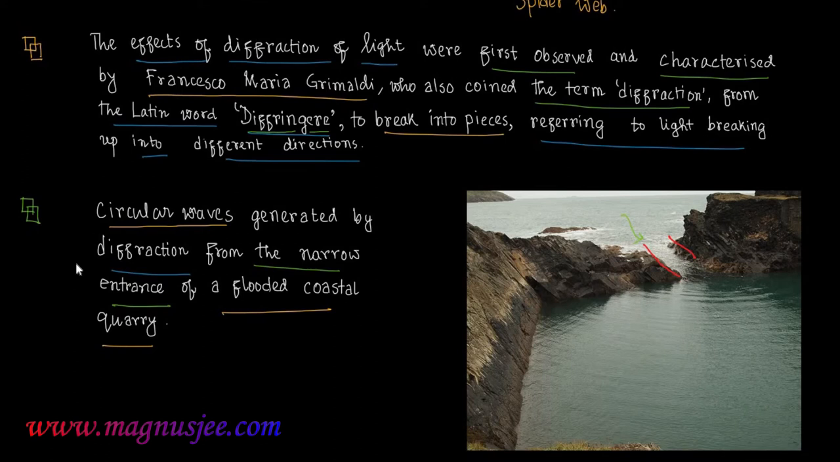In the diagram, this is the narrow entrance through which water will be flowing. Water is flowing through this narrow entrance, and obviously the water will be diffracted at the sharp corners of the narrow entrance, and we get circular waves due to diffraction from the narrow entrance of a flooded coastal quarry.